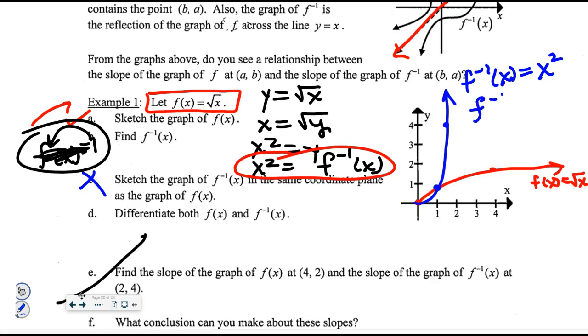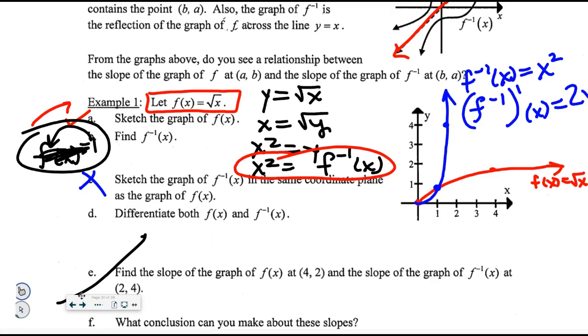You do f inverse's derivative, it's awkward, at x equals. All right, what's the derivative of x squared? If you can't do that, you're voted off the island, Dylan. Thank you. All right, this is twice x.